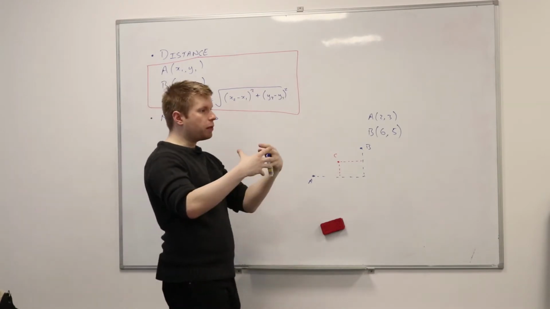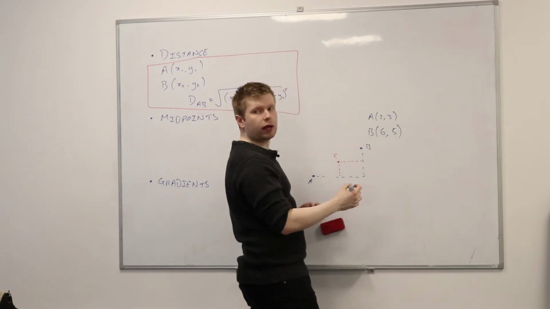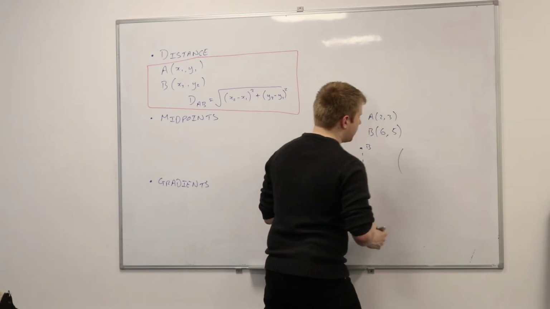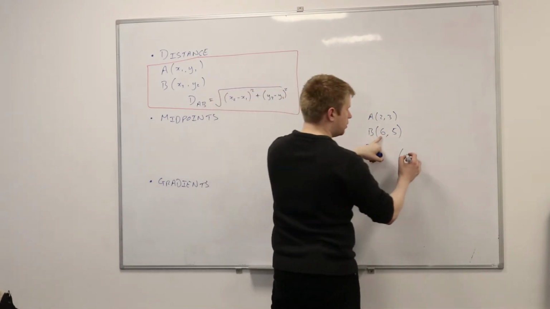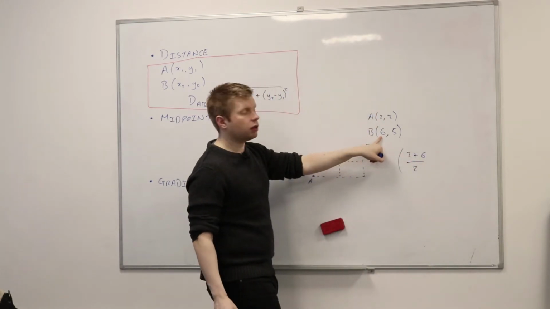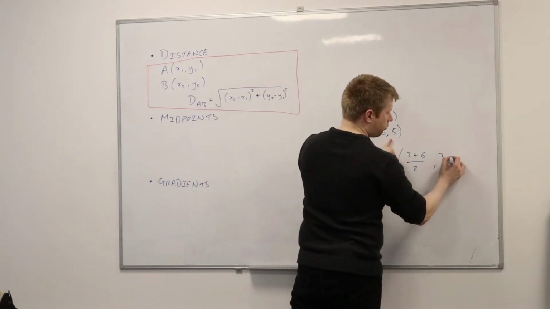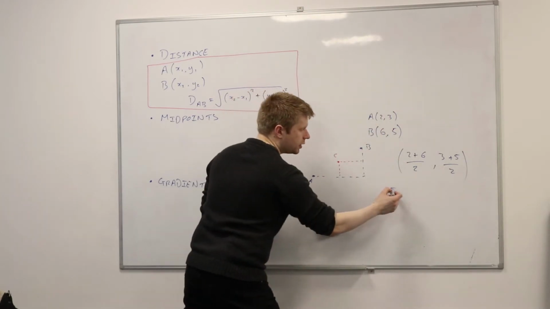So median is a type of average. So if I was going to take the average of the x coordinates, average of the y coordinates, that should give me the point in the middle. Okay? So I'm basically saying, look at the midpoint of 2 and 6. So the midpoint would be 2 plus 6 divided by 2. Look at the midpoint of 3 and 5, so the point in the middle of 3 and 5. That would be 3 plus 5 divided by 2. Okay? What do you get for C?